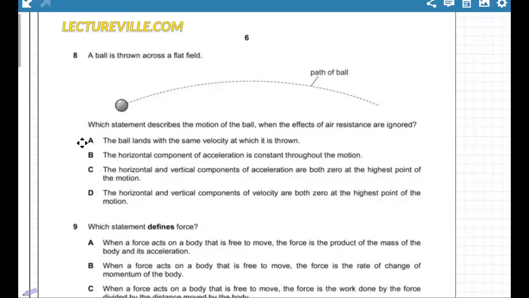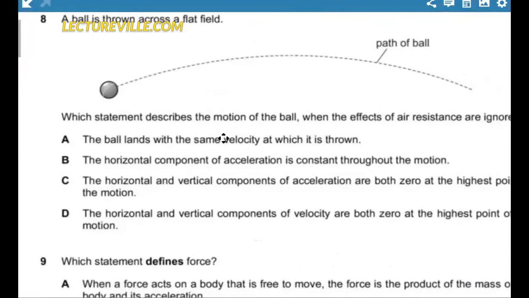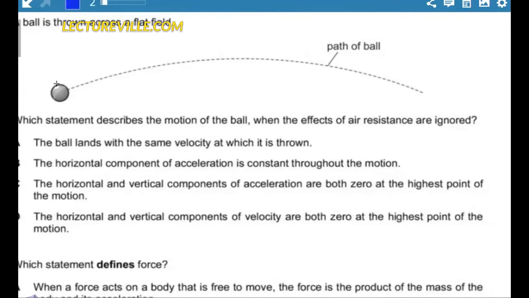Now look, first part, A. The ball lands with the same velocity. If it would be speed, then this would be the right answer. So A is not the right answer. Because you can see initially the object's velocity is this way, and when it is landing down, the velocity is this way.